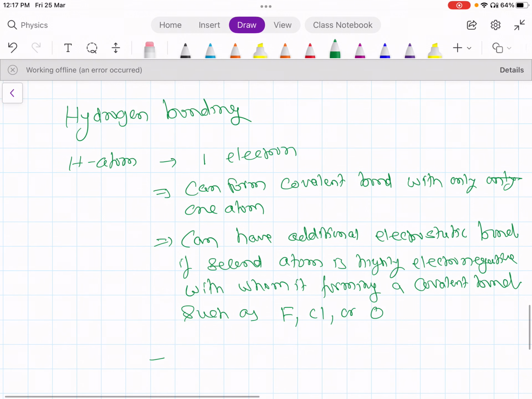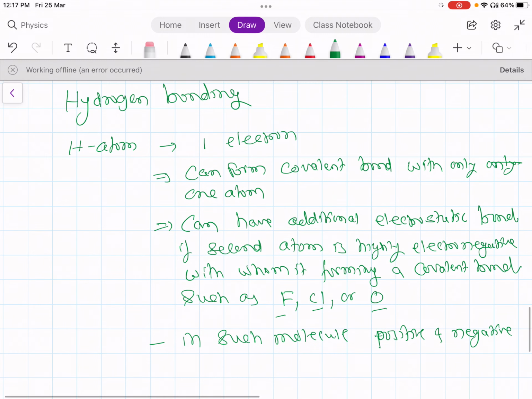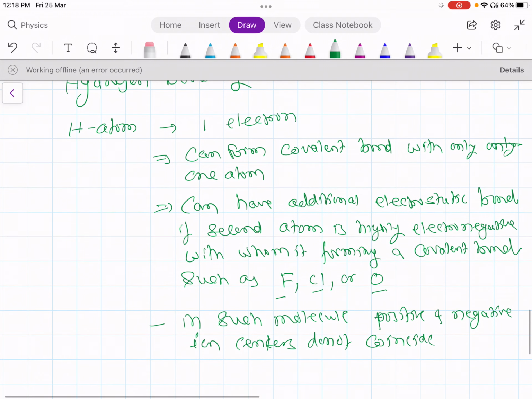And in such a molecule, what happens, the molecule of hydrogen with fluorine, or hydrogen with oxygen. In such a molecule, the positive and negative ion centers do not coincide. So they produce a dipole, and then there would be interaction between the dipoles, that is, additional electrostatic bonds will be formed in addition to the covalent bond.